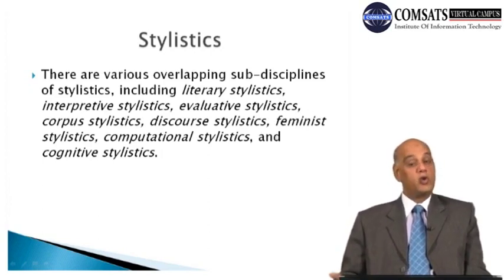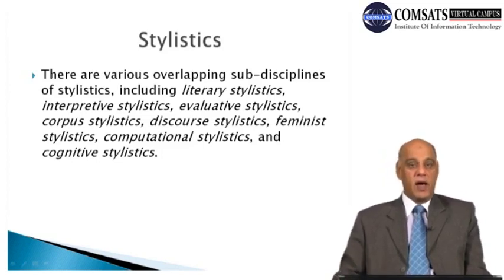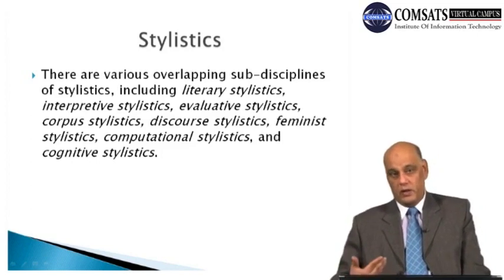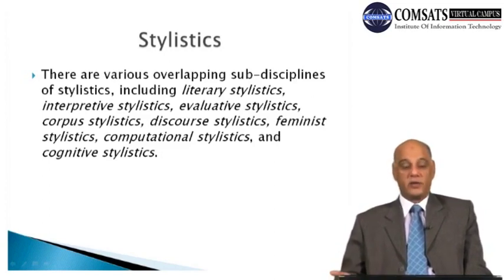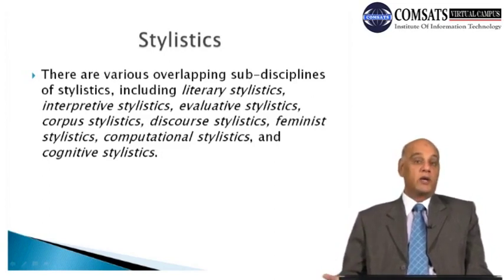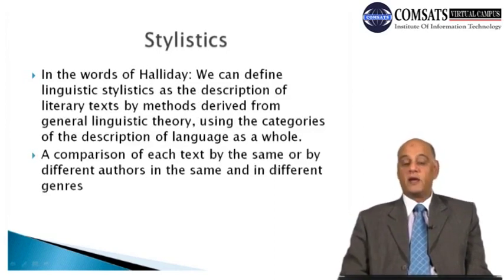So you can see that almost all the branches have come under the blanket of stylistics: literary, interpretive, evaluative when you're evaluating a text, corpus stylistics, discourse stylistics, feminist stylistics, computational stylistics, and cognitive. So it touches the inner aspect of language generation, and also the outer aspects, inside a man and outside in the society. Wherever the texts are produced, wherever certain language is produced, you can use the field of stylistics in order to evaluate.